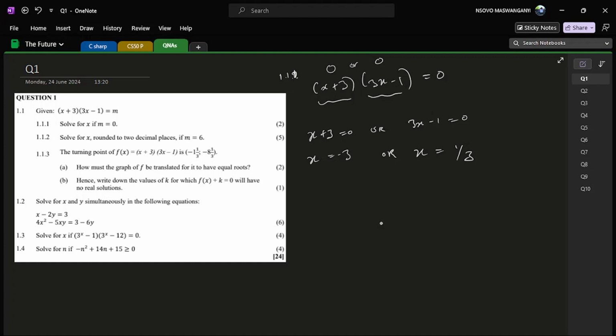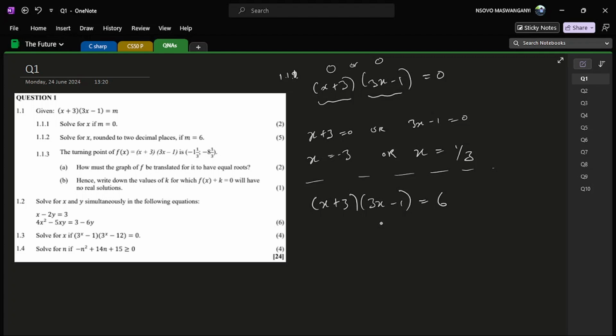The key phrase that should give you an idea what you should be doing is "rounded to 2 decimal places." That means we are going to use the quadratic formula. Now m equals 6. In this case, we can no longer say x + 3 = 6 and 3x - 1 = 6, because the product is no longer 0, right?